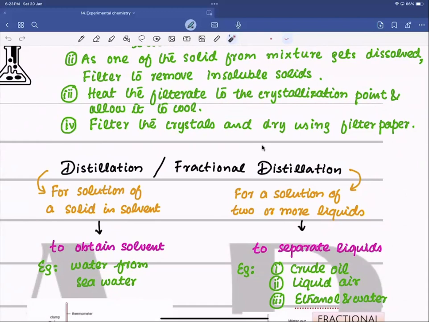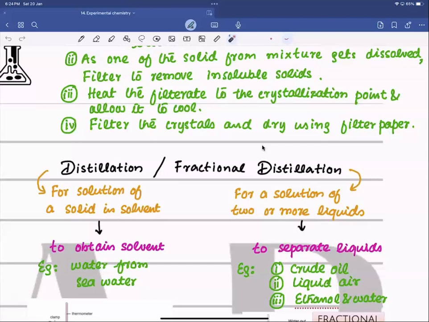Crystallization, because we need a pure solid, right? But if I need pure water from the salt solution, what will I do? Distillation, because in evaporation all the water gets evaporated. So we'll do the distillation. But if there are two or more liquids mixed together and I have to separate them, then I will do fractional distillation. So distillation is done when we have a solution of a solid and a liquid and we need the pure liquid. And when we have a mixture of two or more liquids, we will do fractional distillation. Is this understandable to all of you?